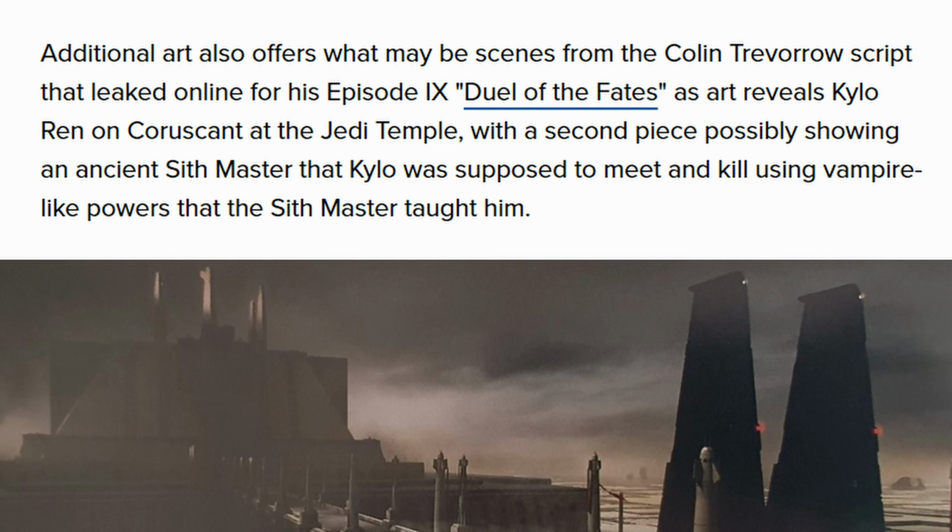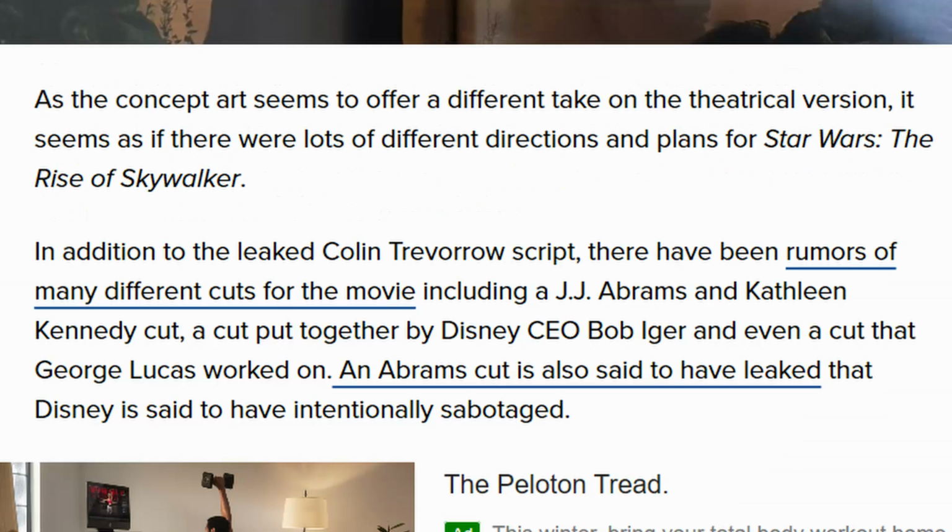Additional art also offers what may be scenes from Colin Trevorrow's script that leaked online for his Episode 9, Duel of the Fates, as art reveals Kylo Ren on Coruscant at the Jedi Temple, with a second piece possibly showing an ancient Sith master that Kylo was supposed to meet and kill, using vampire-like powers that the Sith master taught him. This piece looks just derivative and not very well inspired. I mean, it's just a Jedi Temple, and it's not that impressive to me. I mean, he could have done a much better job of portraying it. I mean, the actual movie temple was much cooler. This one's just all blotched in shadows and you can barely tell anything about it.